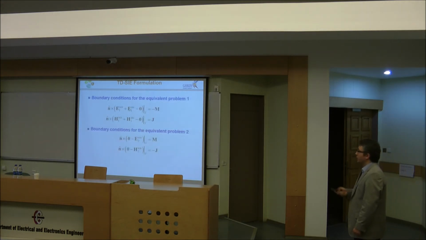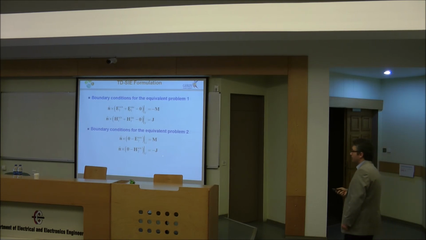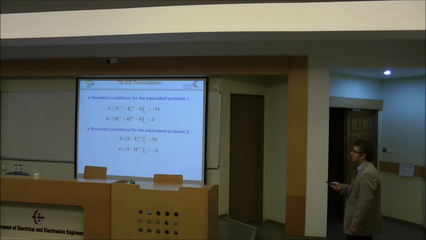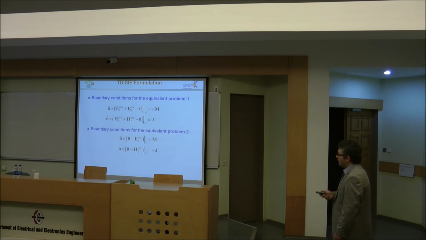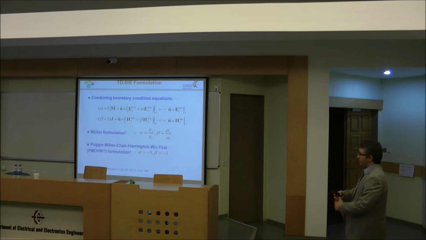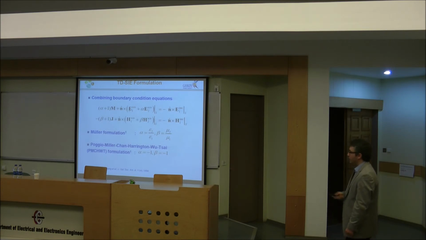So this is the boundary condition for equivalent problem 1, and the boundary condition for equivalent problem 2. You can see that this is the field outside and zero field. For the first problem, the fields inside are zero. And if we combine the first equation and the third equation, and the second and fourth equations, with a combination factor, then we can have well-known different formulations. If we choose alpha and beta like this, we will have the Müller formulation. And if we specifically choose alpha and beta as -1, we have the PMCHWT formulation.